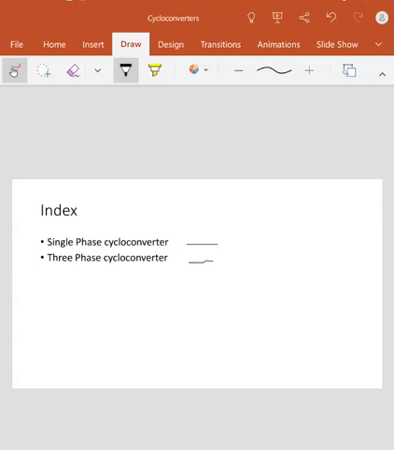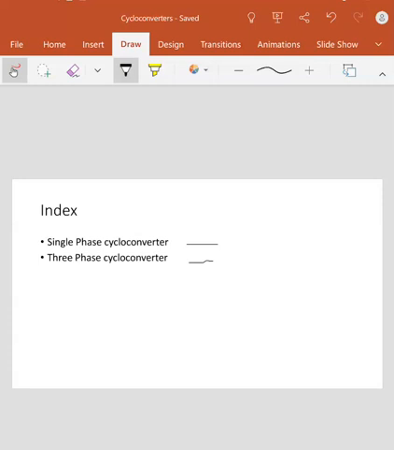Before going into the detailed working and analysis of the cycloconverter, let us see what its use is. It is nothing but an AC to AC converter. In my previous video I discussed AC to AC converters from the waveform point of view, where I showed how the wave shape can be changed. But here we are not going to change the wave shape particularly. Our main aim here is to change the frequency.